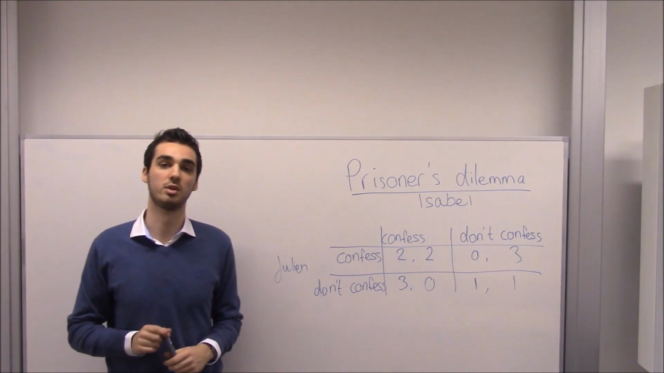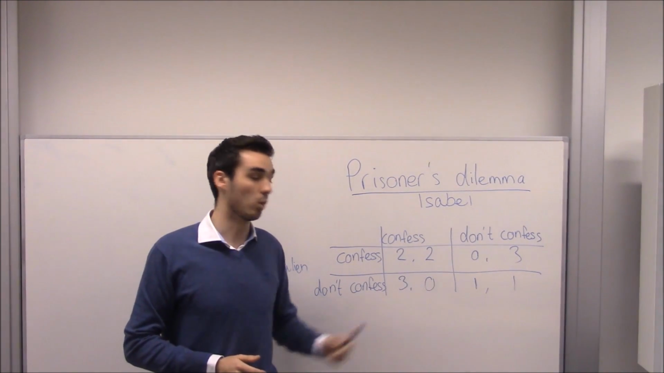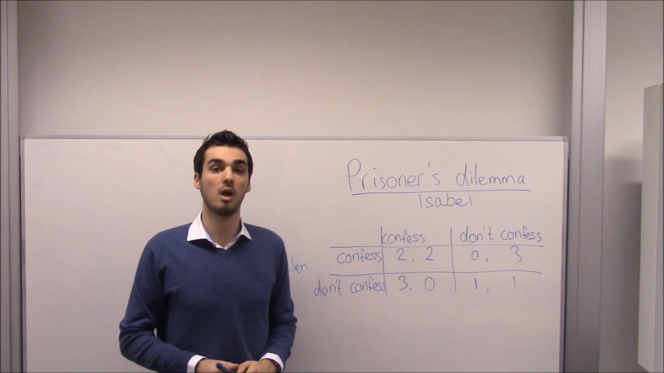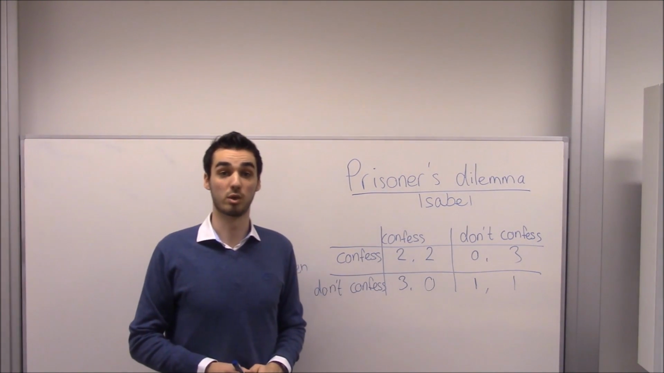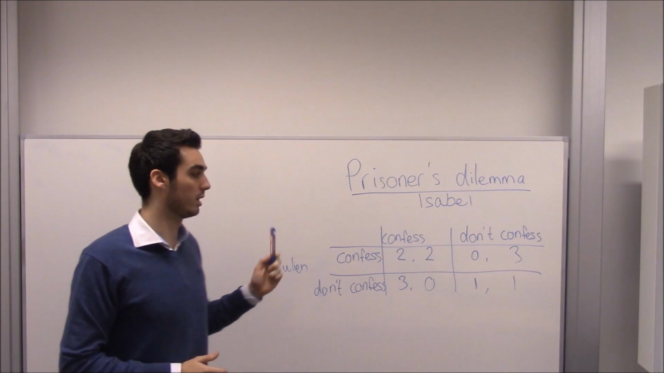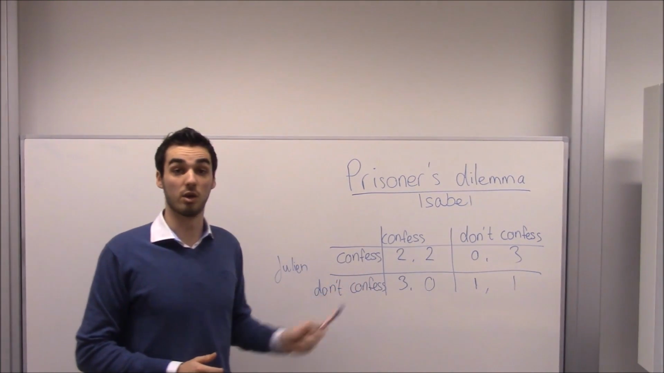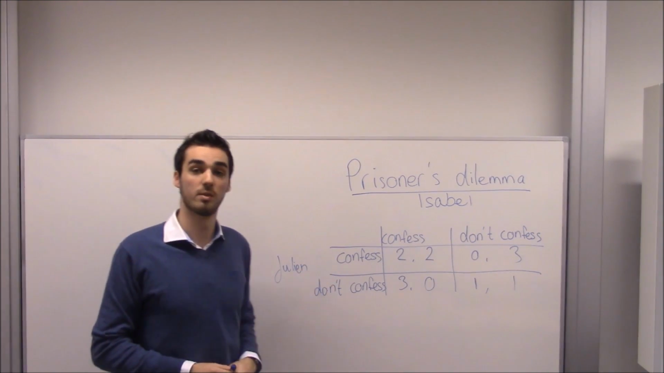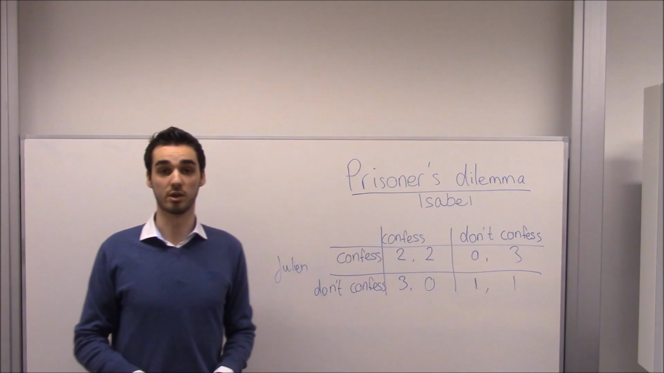However, the best option for them is to both remain silent. Then they have to serve 1 year, both of them. Then the complete number of years served in prison is the lowest. We can see that people would act rational, act self-centered, and choose to confess. However, they will end up in this situation where they both have to serve 2 years.